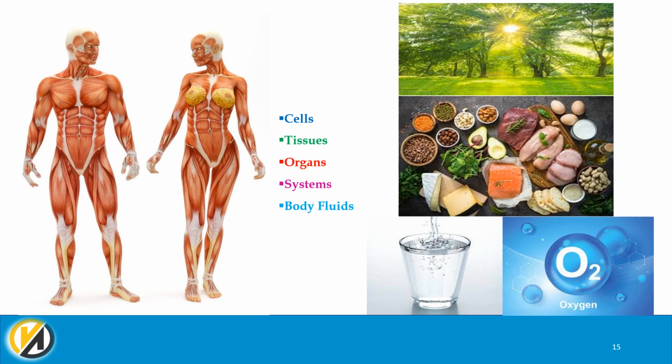So as a summary, the human body is composed of cells, tissues, organ systems, and body fluids. So for the proper function and formation of all these cells, tissues, organ systems, and body fluids, we need both macro and micronutrients in the required amounts and type, sunlight, hydration or water, and oxygen.